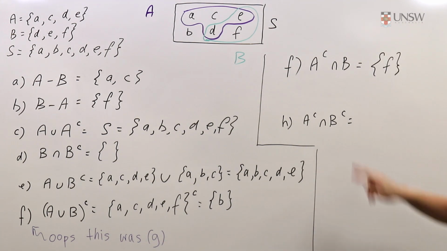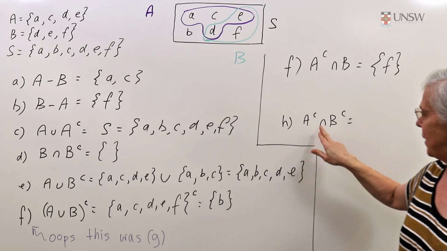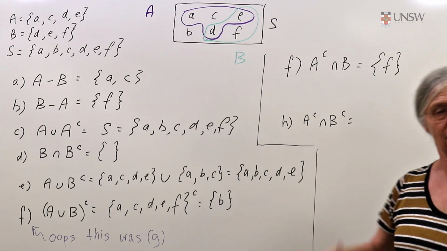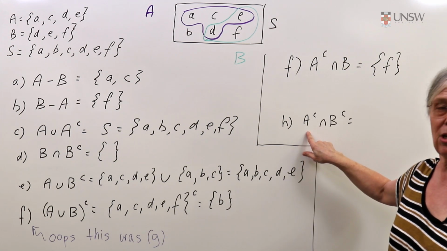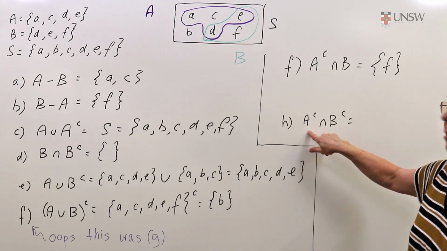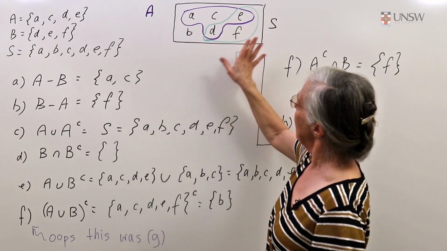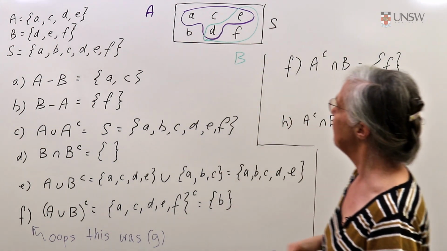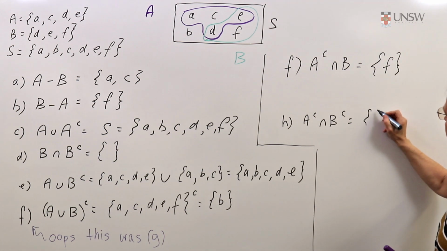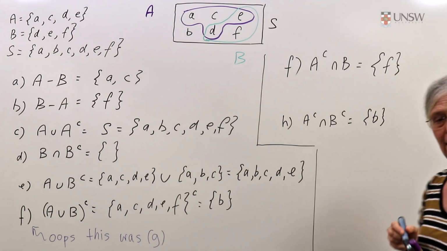Okay, and finally the last one, we have the complement of A intersect the complement of B. So we just want the elements that are outside A and outside B, outside the green and outside the purple. So outside the green and outside the purple, the only thing we have left is B. Okay, there you are.